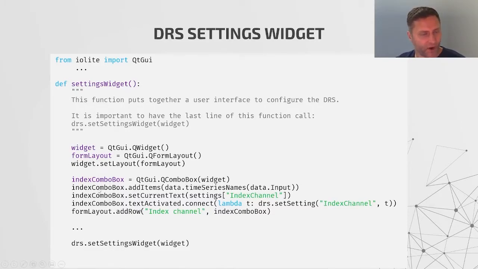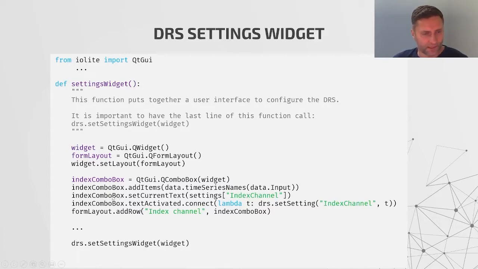Then we would add items to the combo box so that the user has a series of items, a list of items that they can choose from. In this case, we're going to give them a list of all the input channels so they can choose one of those as their index channel. And we just do that by using this .addItems function, and we're going to pass it a list of time series names by calling the data manager and this function here.